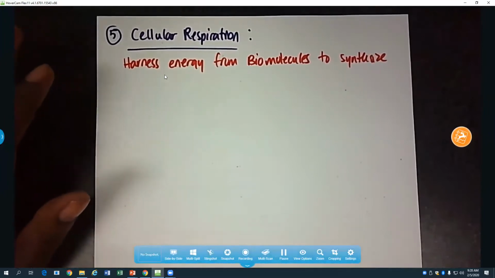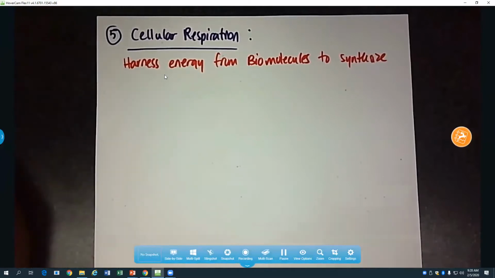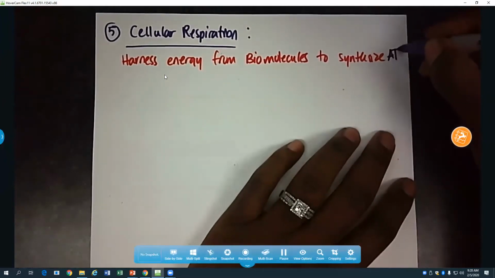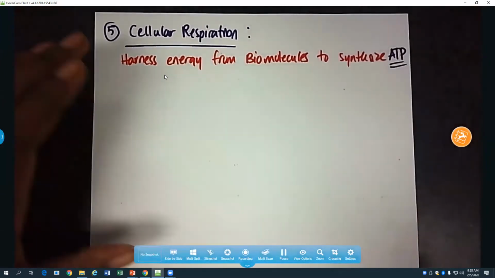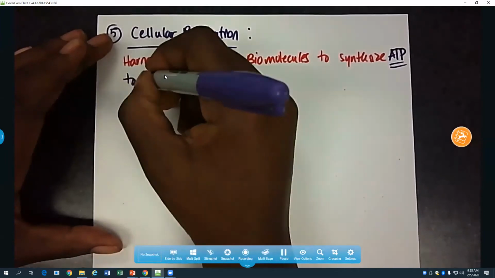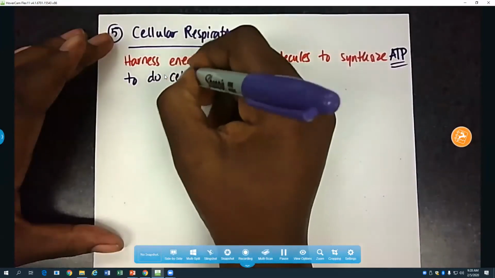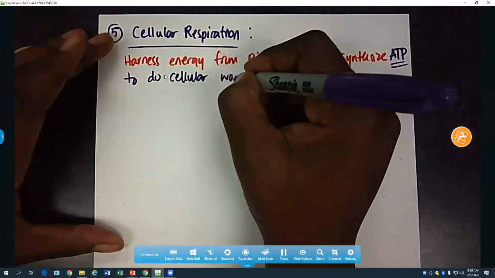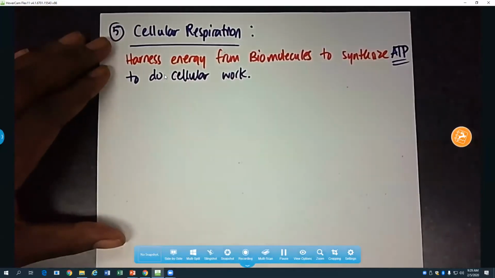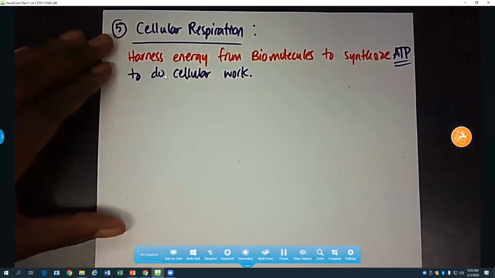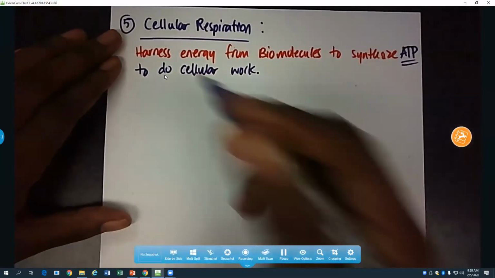It's the whole goal of breaking down glucose, the whole goal of oxygen. Energy, yeah, but specifically what was the currency? ATP, exactly, perfect. ATP, okay? And with that ATP, we can do cellular work. Okay, so we spoke about the 4 processes involved here. So we'll just kind of go over them here quickly.